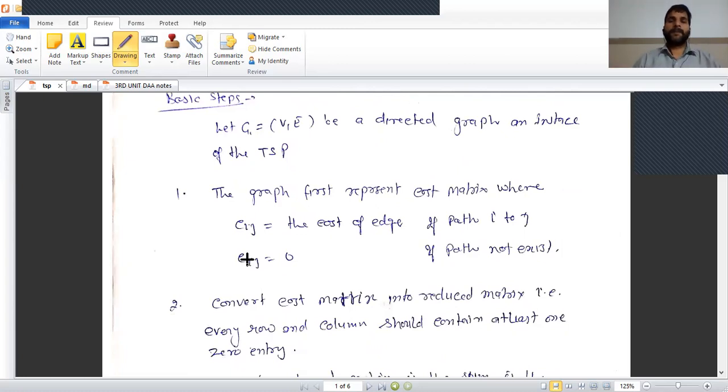First, represent the graph as a cost matrix C(i, j), where C(i, j) is the cost of the edge, the path from i to j. If C(i, j) equals 0, the path does not exist. So in the first step, we calculate the cost of edges C(i, j), the path weight given from i to j. If the path between i and j does not exist, then the cost of this path is C(i, j) equal to 0.